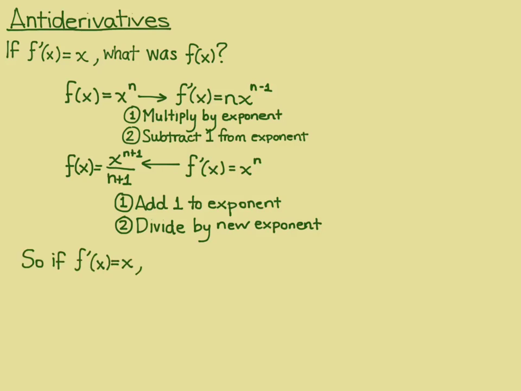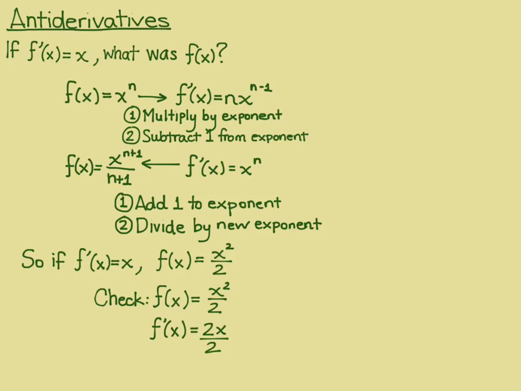So if f prime of x equals x, notice that first we add 1 to the exponent, so we get an x squared, and we divide by 2. We can check that this actually works by taking the derivative of f. When we do so, we get f prime of x equals 2x over 2, which comes out to x.